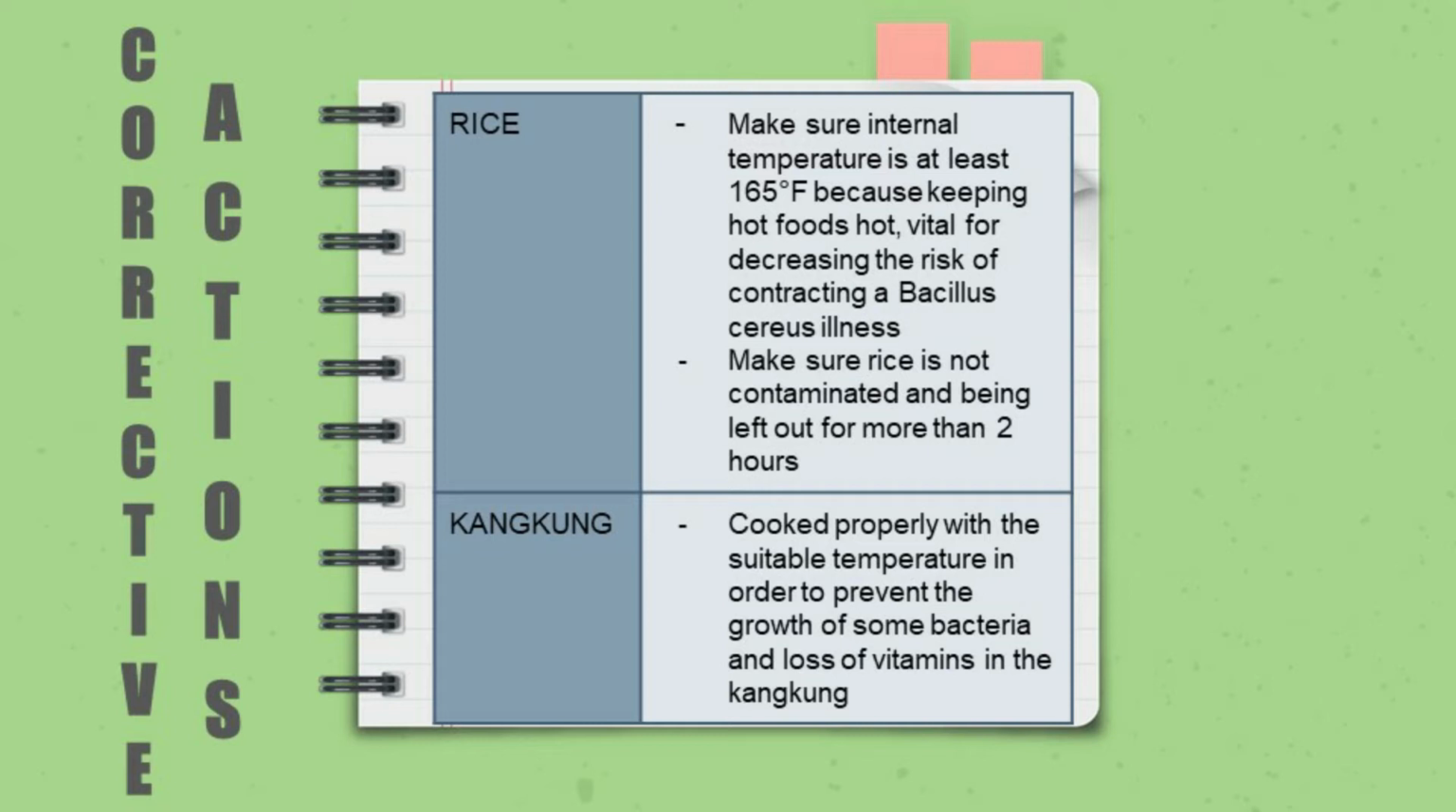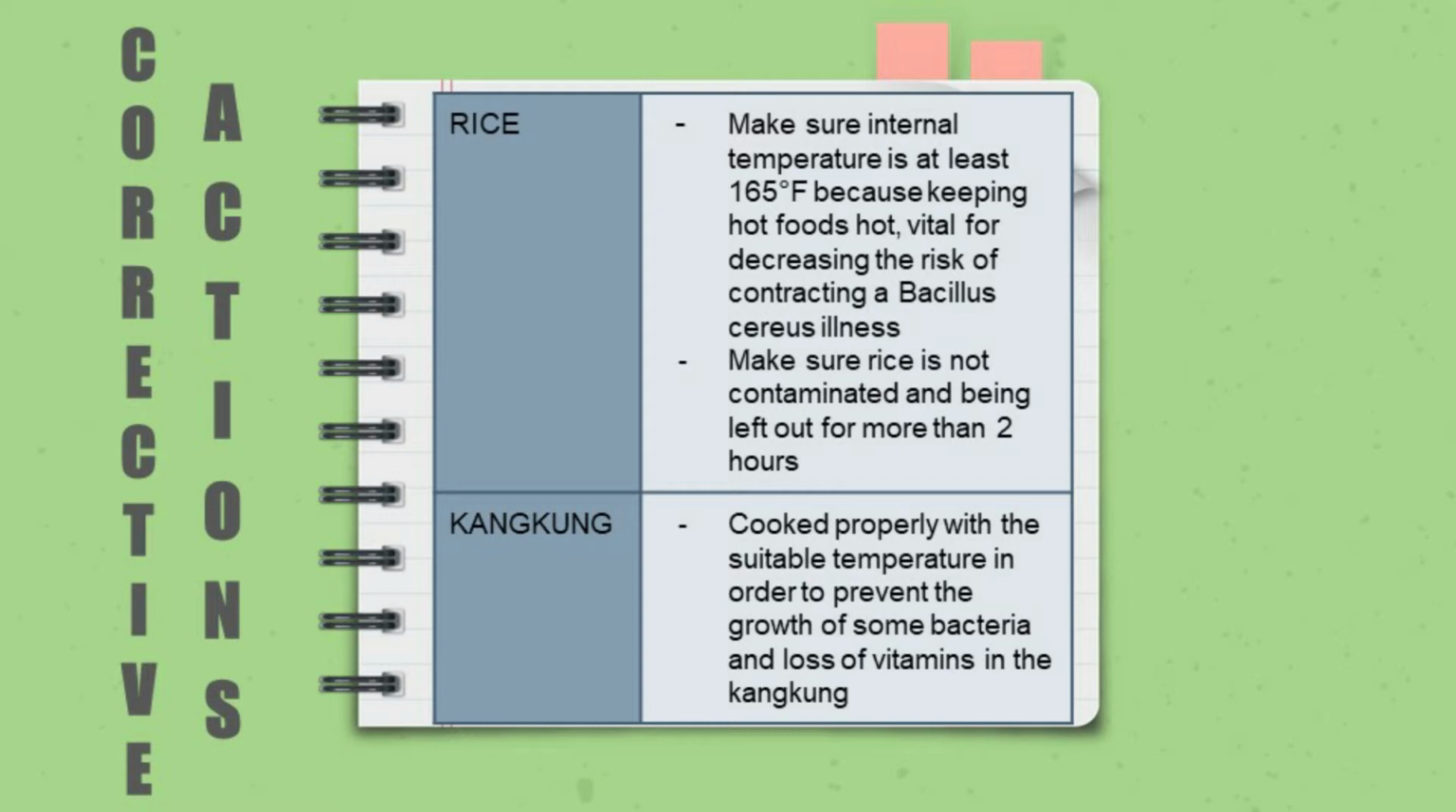covered in oil. The most important part is using a thermometer to make sure the internal temperature is at least 165 Fahrenheit, because keeping hot foods hot, which is above 140 degrees Fahrenheit or 60 degrees Celsius, is vital for decreasing the risk of contracting a Bacillus serious illness. Therefore, workers must always make sure that the rice is not contaminated and not left out for more than 2 hours. Do not reheat the rice more than once as it further increases the risk of food poisoning.